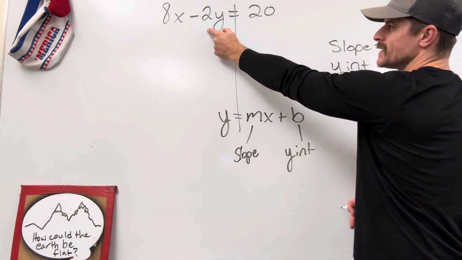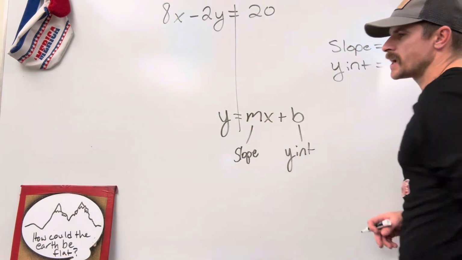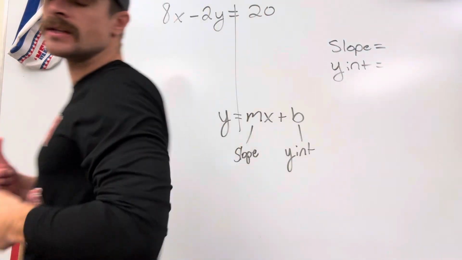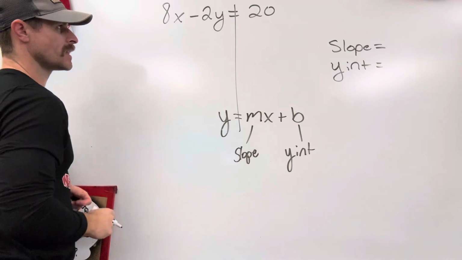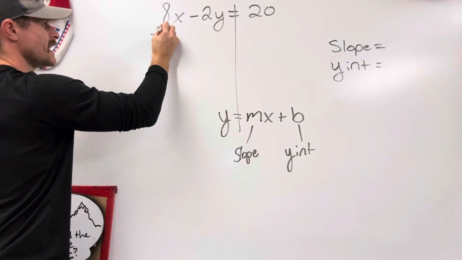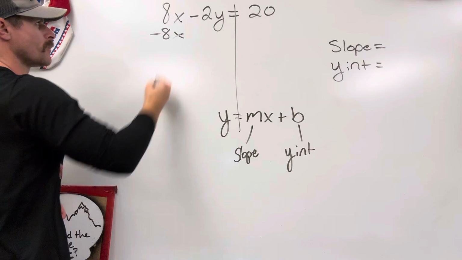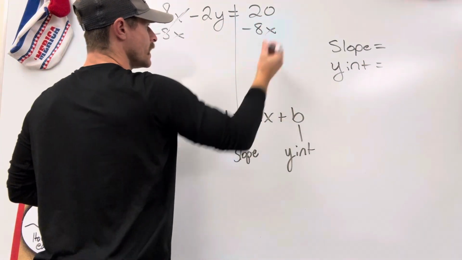Well, y is not by itself up here. It's got a -2, and it's got an 8x on the same side of the equal sign. So we've got to move all the other information to the other side so that y is the only thing left on the left side. Let's do that, and then we'll answer slope and y-intercept. We're going to take away 8x. We're using inverse operations here. That now cancels, and I move it over to the other side where I get -8x.